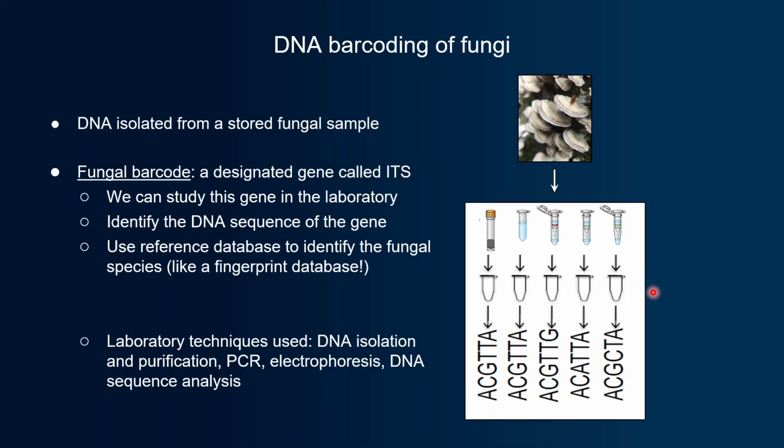All right, so I promised you to explain how the DNA analysis works. Basically, we have to isolate the DNA from the fungal sample and then find the region in there that's called ITS, internal transcribed sequence. This region is like a fingerprint for the fungus. We can study it with certain methods in the laboratory, identify the sequence of nucleotides in the DNA of ITS, and use the reference database to identify the species using this ITS gene. Same idea with the fingerprints.